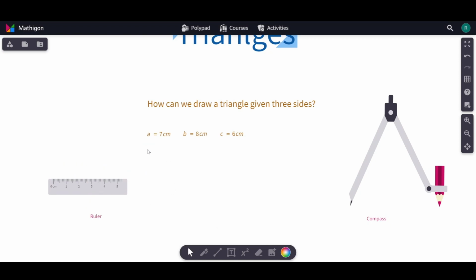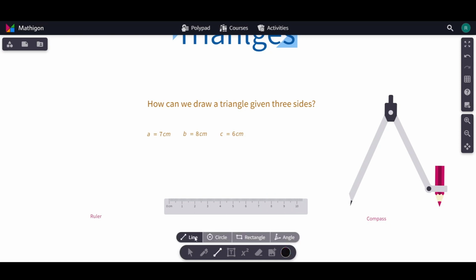So here we are given three sides: one side is 7 centimeter, the other one is 8, and the last one is 6 centimeter. So let's start with drawing that. First of all, we need a line segment. You can choose one of the lengths, one of the sides, but I'd rather choose the largest one. So let's open up our ruler, choose a line, extend it about 8 centimeter.